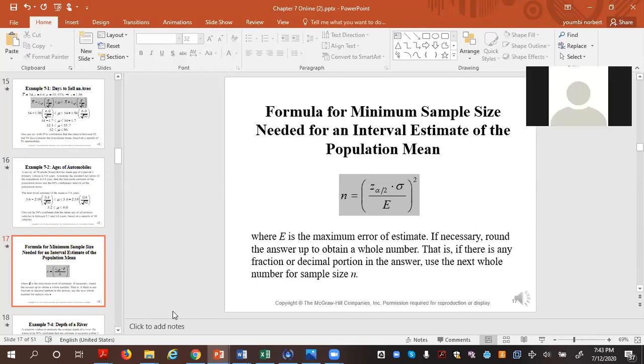So that is the answer? Mm-hmm. Oh, that one was easier than the previous formula. Yeah, that one was easier.